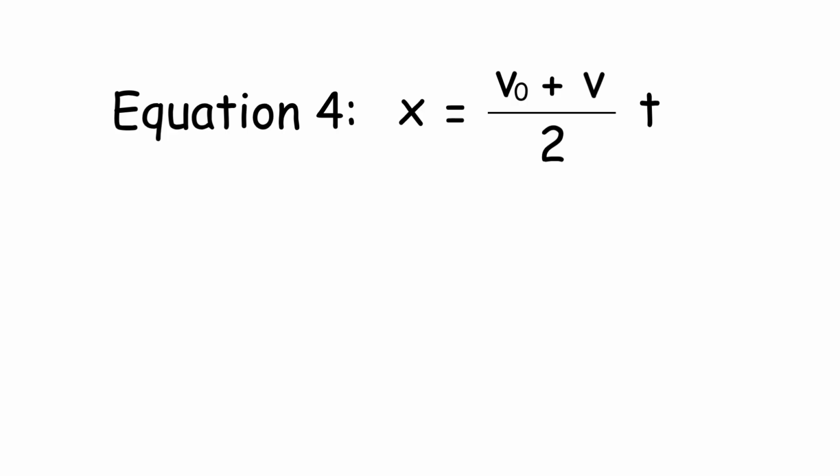Equation 4. Displacement equals initial velocity plus final velocity divided by 2, times time. This version uses the average of the starting and final speeds to find displacement. It's a handy shortcut when you know both velocities and the time.